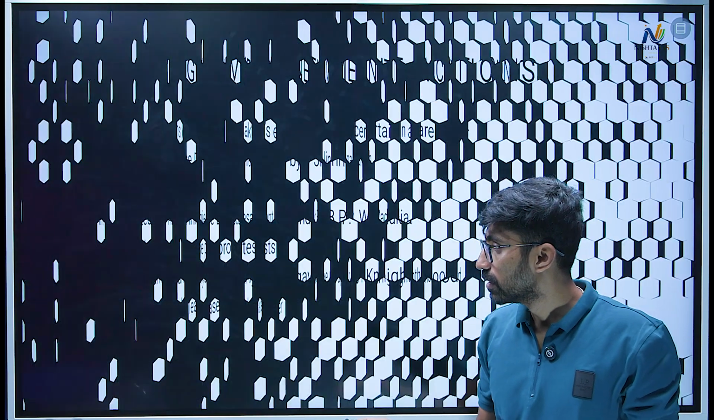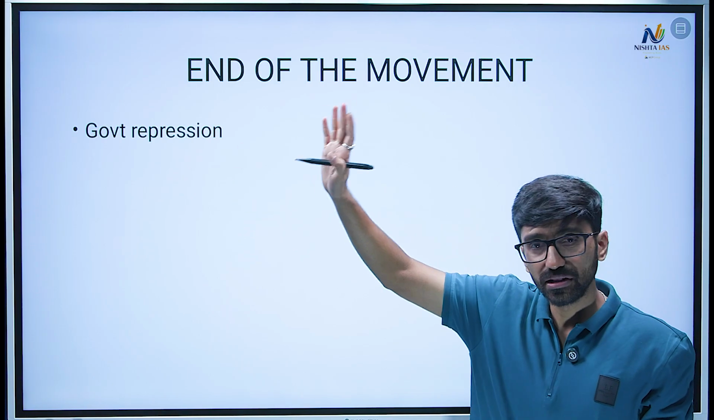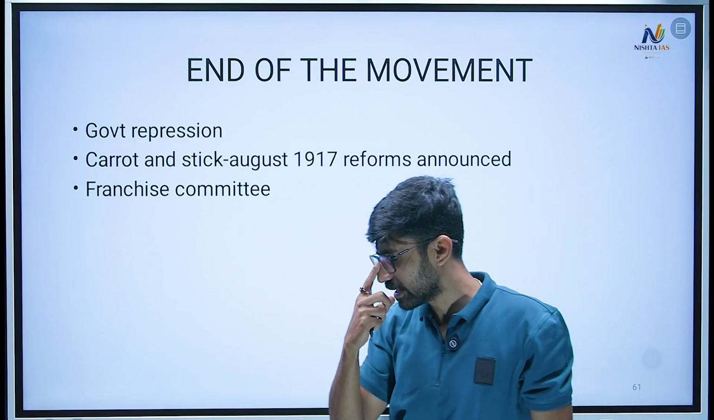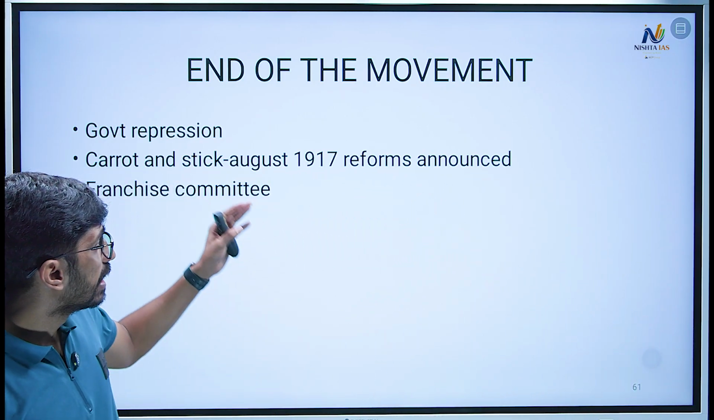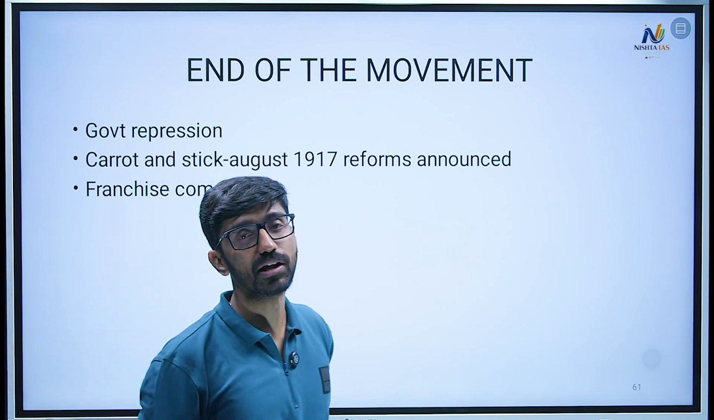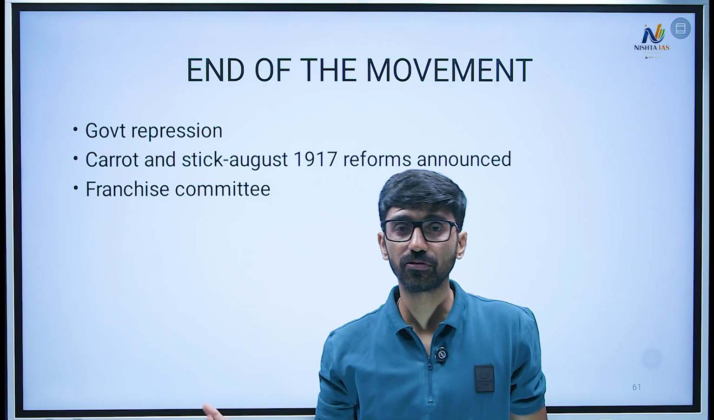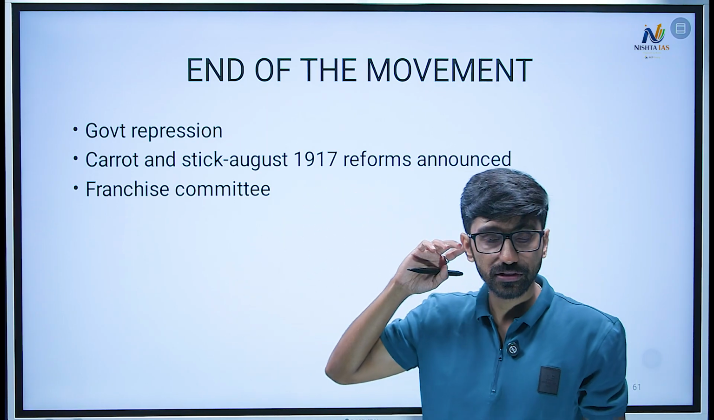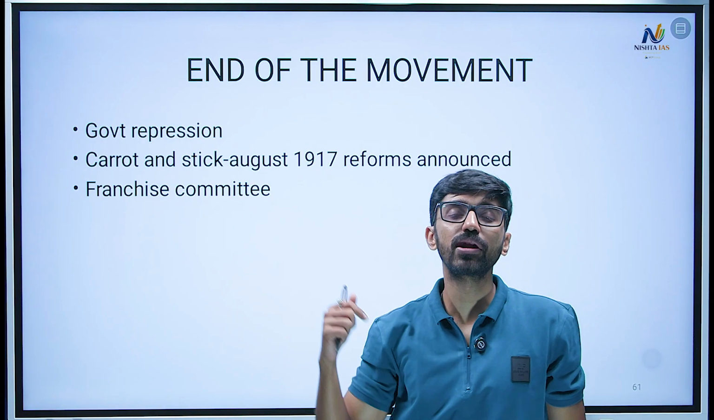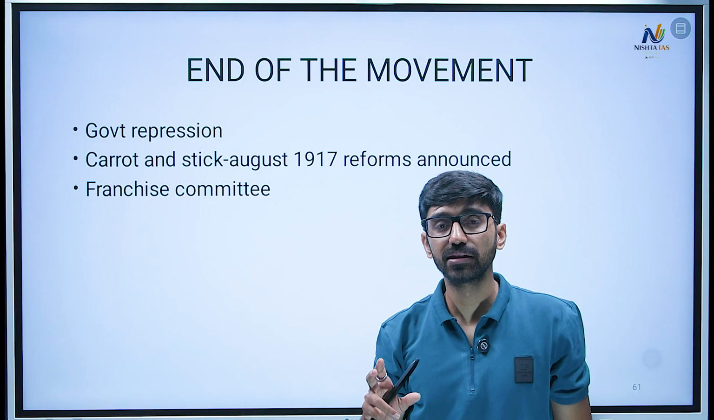And of course, we can talk about the end of the movement lastly, and that is because of government repression, restrictions on the movements, and then carrot and stick. What is carrot and stick? It's part of the divide and rule policy. In August 1917, political reforms were announced. That is what the movement was demanding, right? Without any movement, political reforms were announced. That is called the August Declaration, the Montagu Declaration of August 1917, which went on to become the Government of India Act of 1919. Then they announced the Franchise Committee, saying we will give you voting rights.